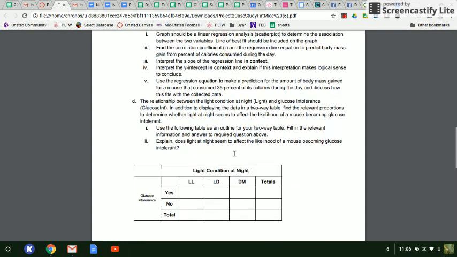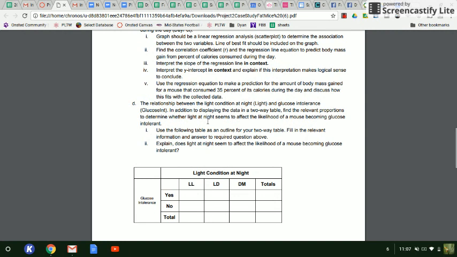collected. And then finally, part D is you're looking at two-way tables, and I gave you a template for your two-way table. So essentially, you just need to fill in this information, embed it into your essay, and talk about what these numbers are telling us in terms of a mouse becoming glucose intolerant.